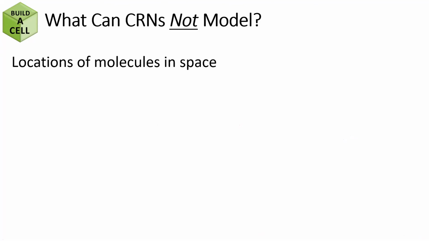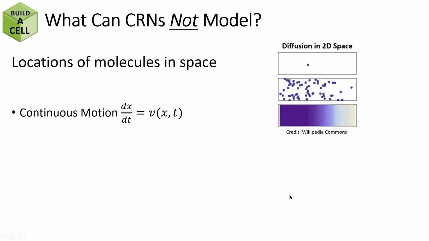And the key thing CRNs can't model is the location of molecules in space. What do I mean by that? In the mathematical world, we say CRNs are well mixed. Everything is sort of in the same location. So that means if you have complex spatial structure, we can't really use CRNs to model that. So for example, continuous motion. Here I'm showing you diffusion in 2D, where every single particle has an X and a Y position as well as a velocity. CRNs would not be good at modeling this at the level of each particle because we are not keeping track of where particles are located. Everything is assumed to be well mixed.